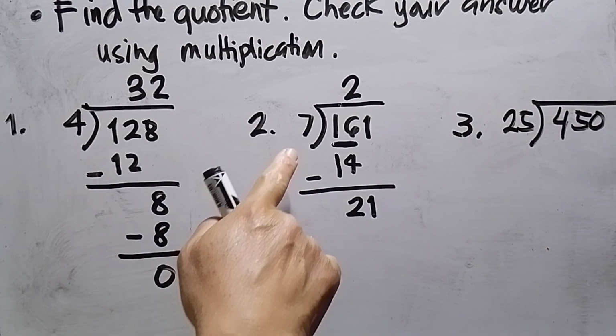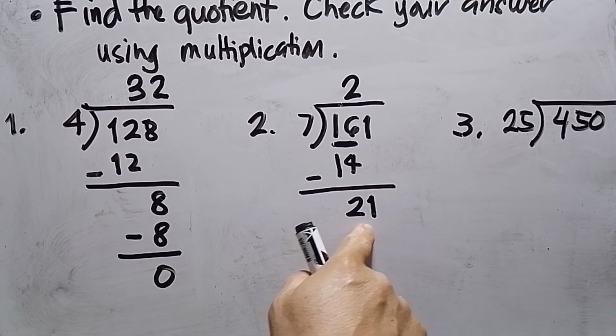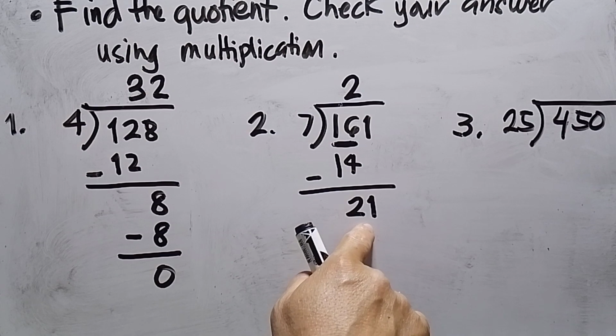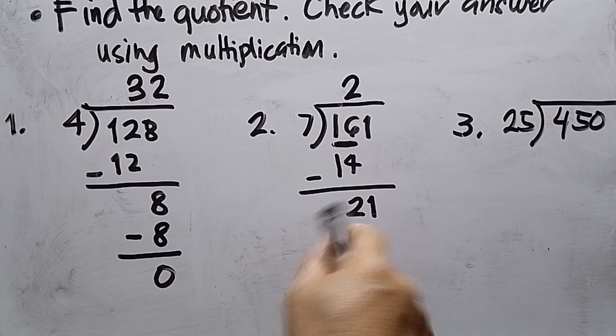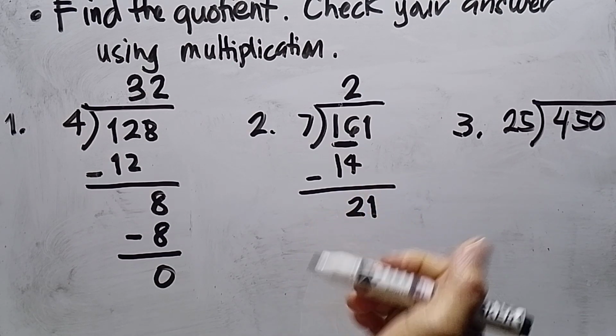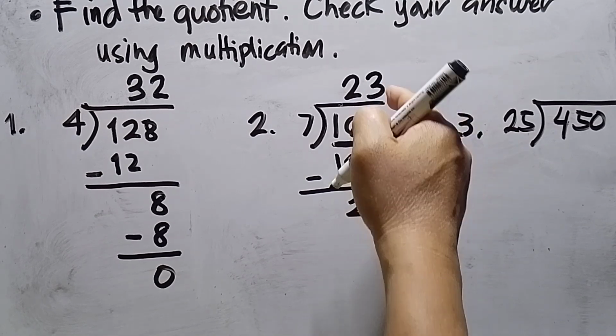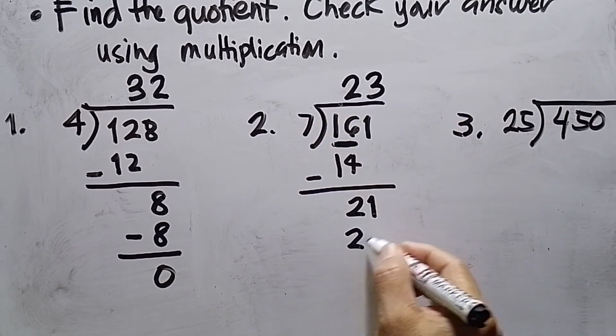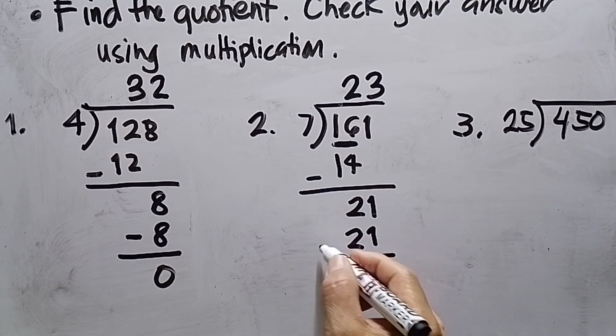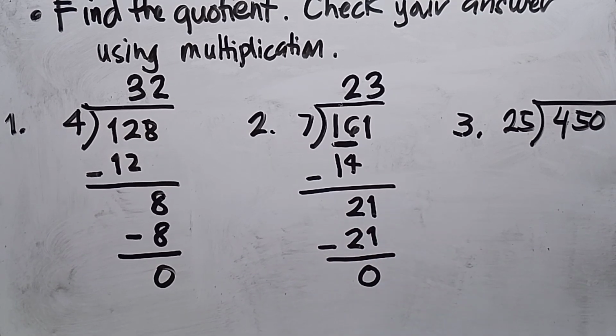So next question is, how many 7 do I have in 21? So by skip counting 7, 7, 14, 21. So this is 3. Then 3 times 7, that is equal to 21. And then subtract. This will be 0. So my quotient for number 2 is 23.